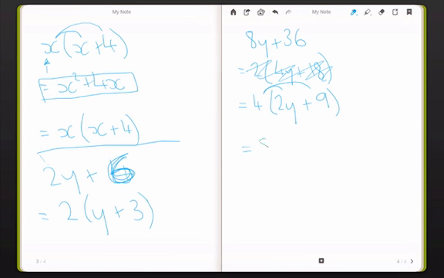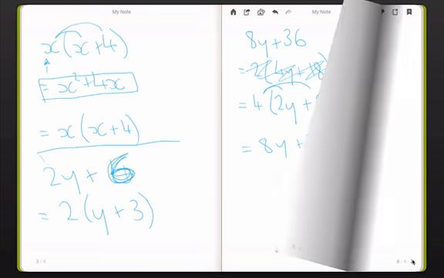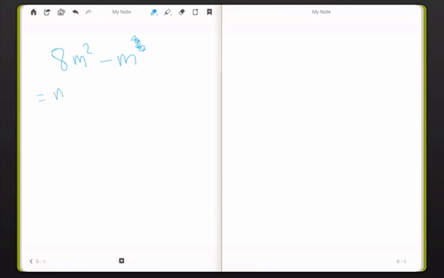4 times 2y is 8y. 4 times 9 is 36. Good, we got the same answer, so we did do it right. Okay, so this is a really good way to do it. Sometimes you will have letters in common. So let's do something like 8m squared minus m. Okay, let's do that. So what are we going to take out? Well, both of these have m in common, don't they?